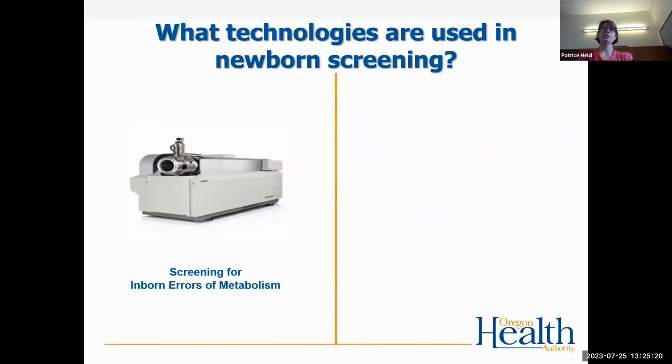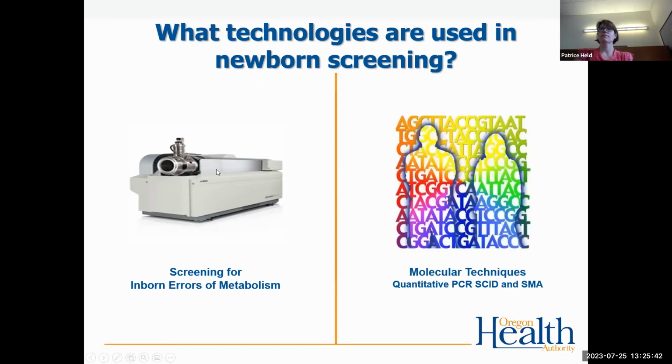As I mentioned earlier, we screen for many of our inborn errors of metabolism through the use of tandem mass spectrometry. So this is an image of a mass spectrometer. And again, we are able to use the mass spectrometer to look for multiple different analytes all at once in a single dried blood spot.